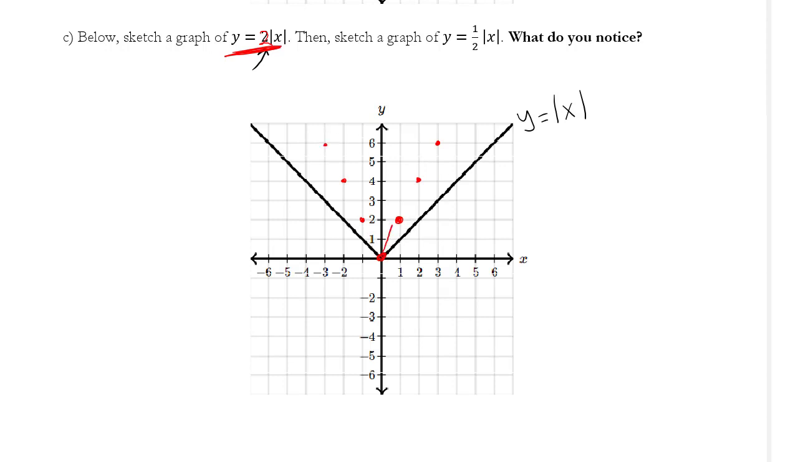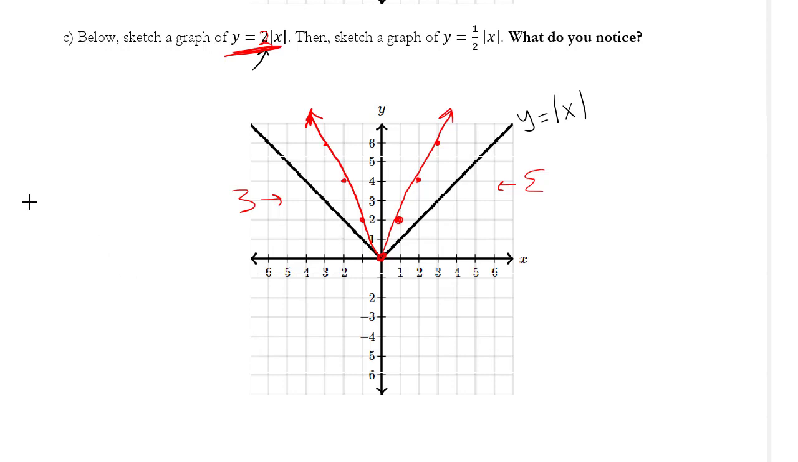And so essentially the role that that 2 is playing is, it's basically as if you took the graph and you put a hand on one side, a hand on the other side, and smushed it together, right? That's sort of what this 2 is doing. It's making the graph more narrow.